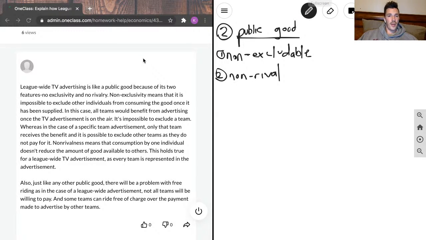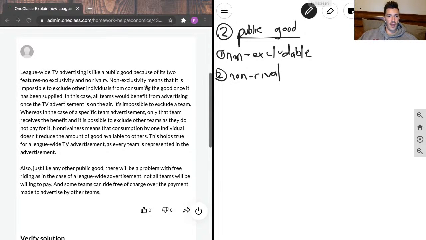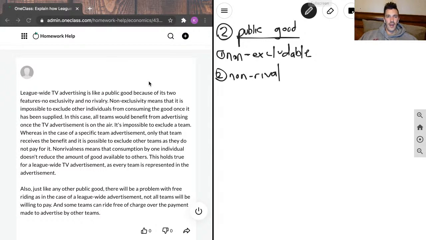Also, just like any other public good, there will be a problem with free riding in the case of a league-wide advertisement, because not all teams will be willing to pay. And some teams can ride free of charge over the payment made to advertise by other teams. So again, going back to the NBA, maybe with the free rider problem, maybe the big name teams like the Lakers and the Knicks. Who am I kidding? The Knicks aren't a big name team. Maybe the big name teams like the Lakers, etc., will be willing to pay for advertisements because they've done the calculations and they know it's going to lead to more people watching their games, coming to their games, buying their merch, etc.